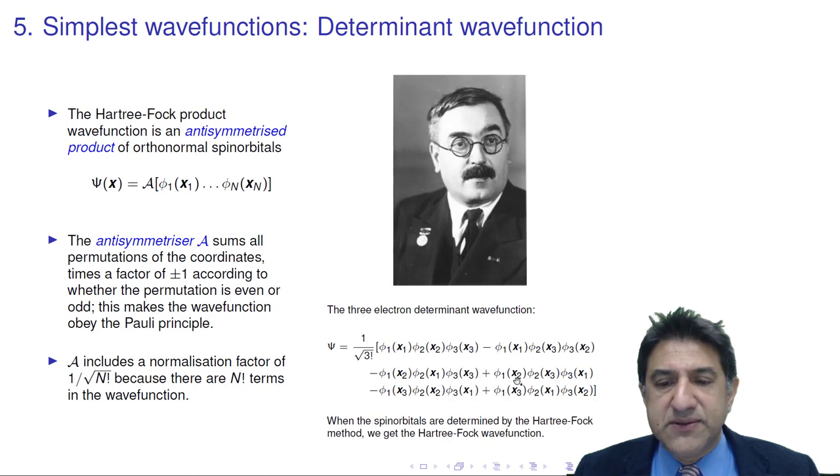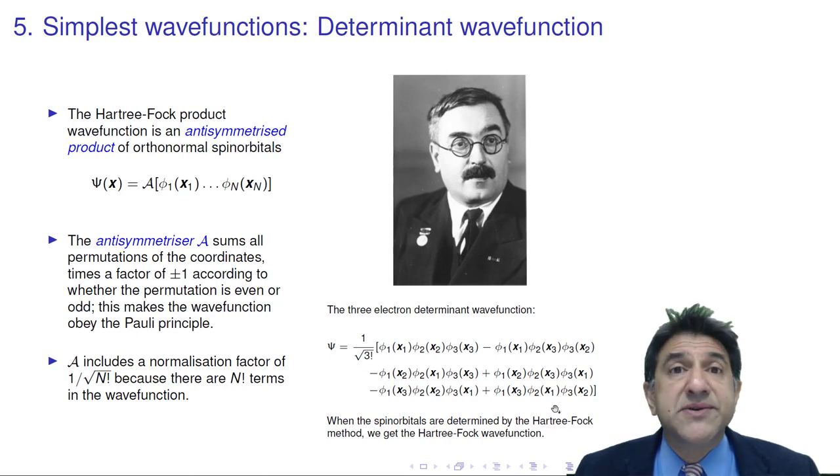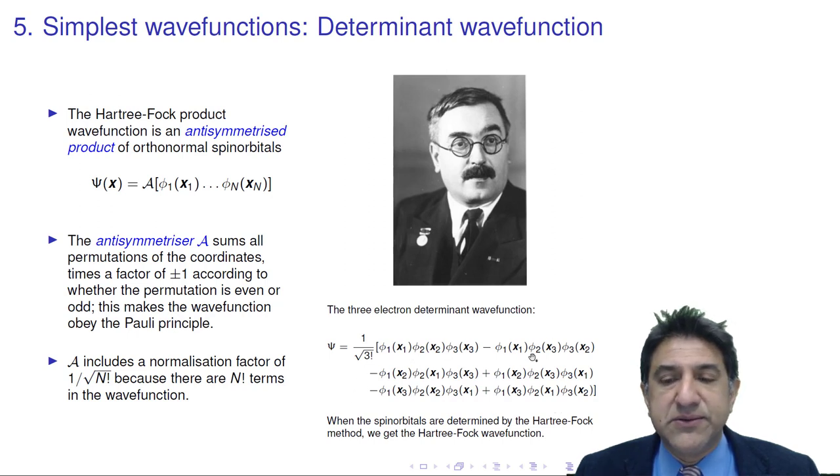We can do two swaps now. From this second term, we can now swap coordinates 1 and 3. So that becomes Phi2 of X3, Phi3 of X1. But now we have to do a double minus sign, so that becomes a plus. Now there's only two other permutations. The number of permutations of three objects is 6, 3 factorial, and you can check that these are the only ones that are there. And this is for normalization.